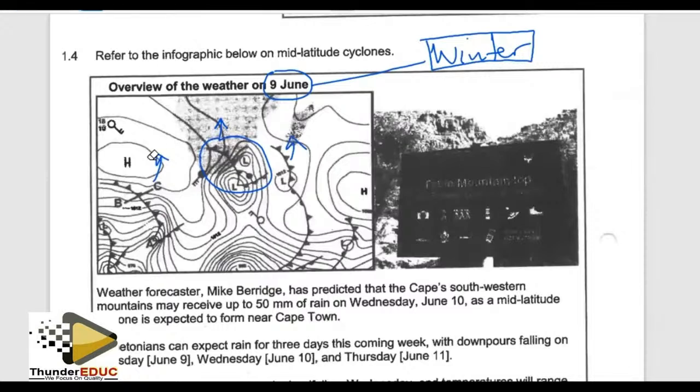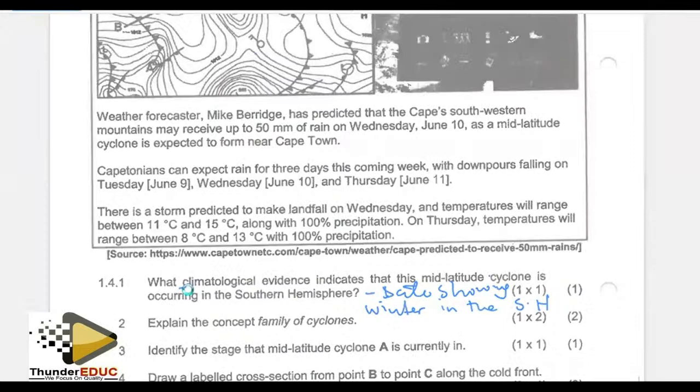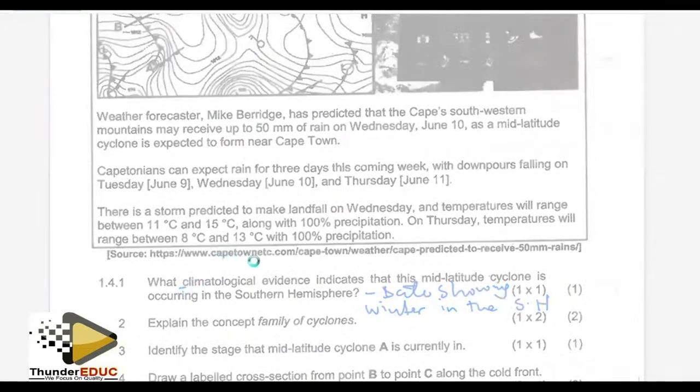So what other evidence can we give to prove that this is southern hemisphere? Remember, we need to be very careful with this question. It talks about climatological. Okay, wait for my pen to react. It's technology sometimes.